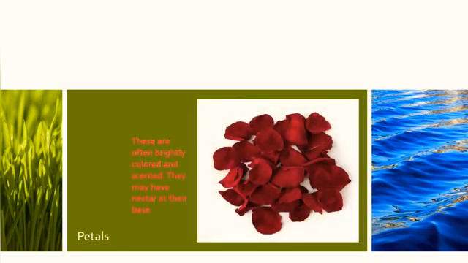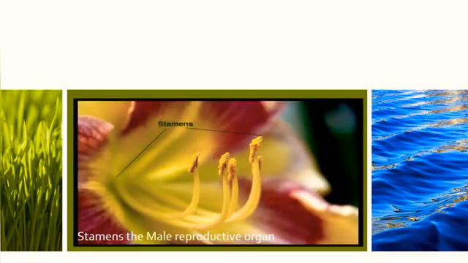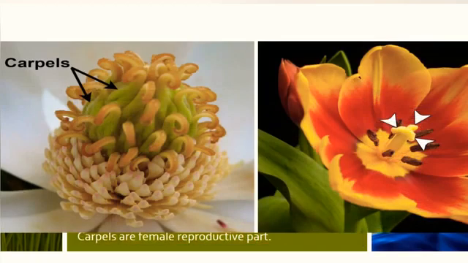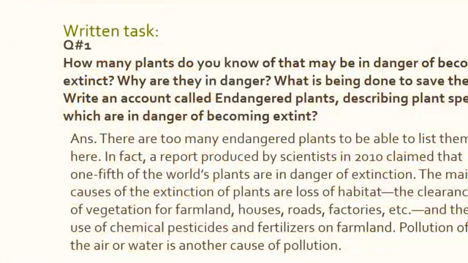These are often brightly colored and scented. They may have nectar at their base. They are also called corolla. Stamens are the male reproductive organ in a flower. Can you see these yellow sacs? They are full of pollen grains, and these yellow sacs are called anthers, and this stick-like part is called the filament. Okay. These are carpels. These are called female reproductive parts of a flower.